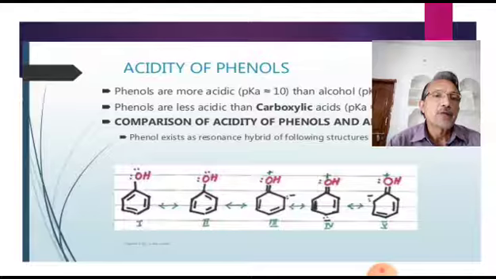The first and second structures are the same. The third, fourth and fifth structures represent the resonance hybrid structures of phenol. When we observe these, the oxygen atom gets a positive charge. When the oxygen atom gets a positive charge, releasing a proton becomes easy. Therefore, phenol can release a proton more easily than alcohol because of the possibility of resonance.